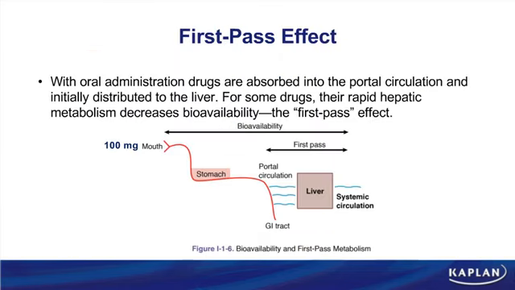The first pass effect has a major influence on bioavailability for orally administered drugs. Remember, the first pass effect refers to the first pass going through the liver. When you take a drug orally, it has to survive the liver in order to make it into the systemic circulation. Let's look at this example. Let's imagine that if you took 100 milligrams of a drug, you swallow that amount, that 100 milligram dose is going to go to the liver.